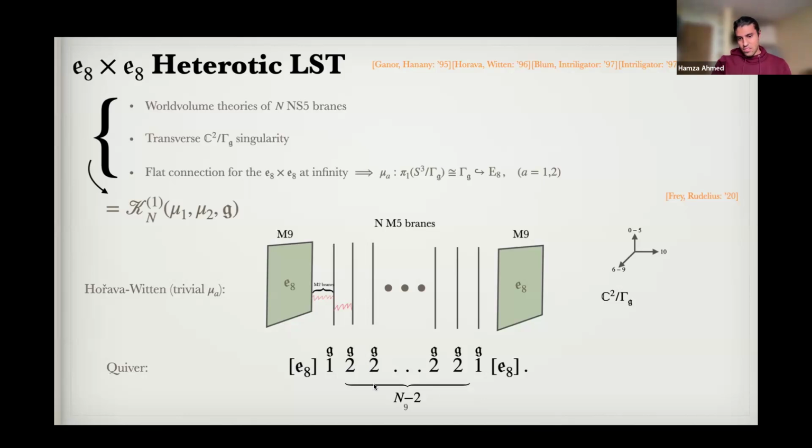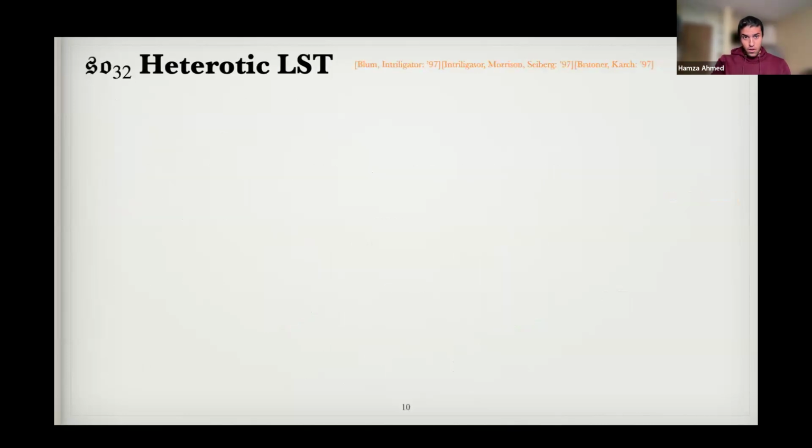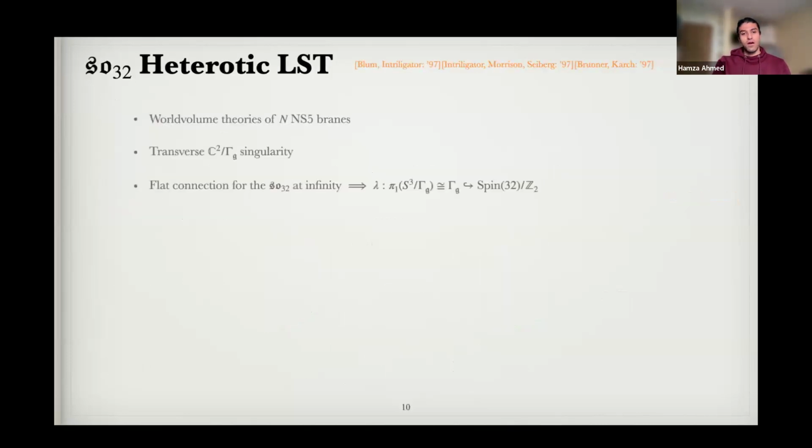One subtle point here is that this is what's known as the partial tensor branch of the theory. So the full tensor branch depends on what your singularity is. But the point is that on the full tensor branch, this curve configuration can change, and you can have other gauge algebras as well, whose details won't be important for us, but we will see this later. Okay, so we have a similar story for the SO(32) heterotic LST, but now we just have a flat connection for the SO(32) symmetry at infinity.